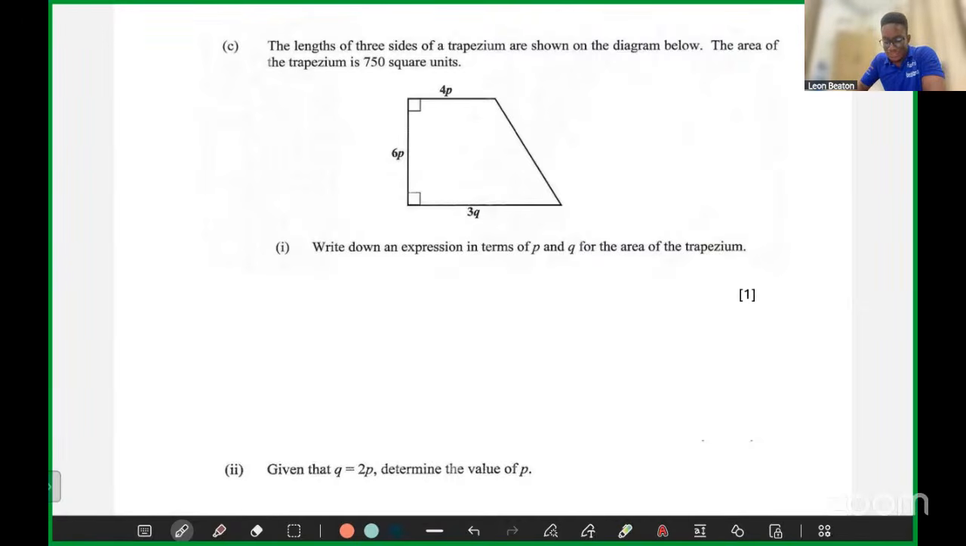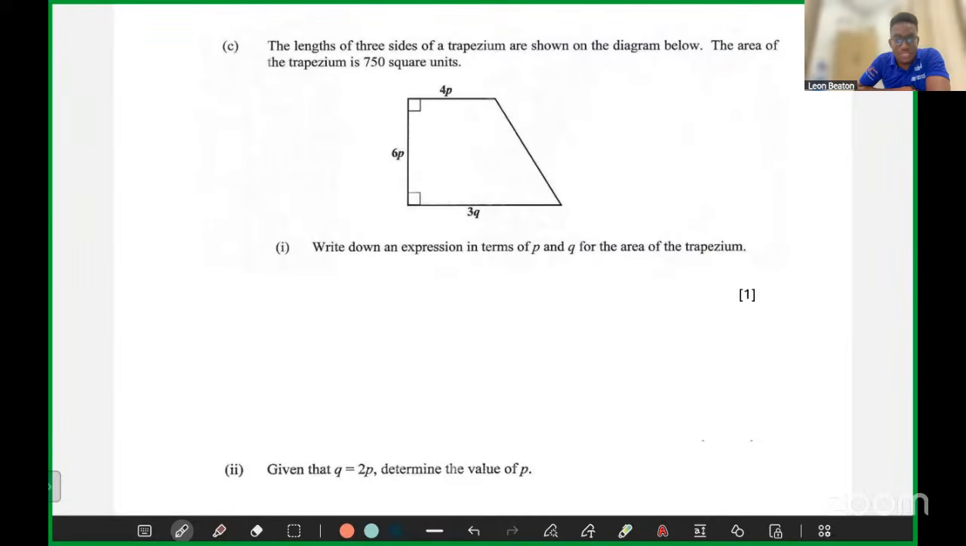All right. So let's go. The lengths of 3 sides of a trapezium are shown in the diagram below. The area of the trapezium is 750 squared units. So write down the expression in terms of P and Q for the area of the trapezium.